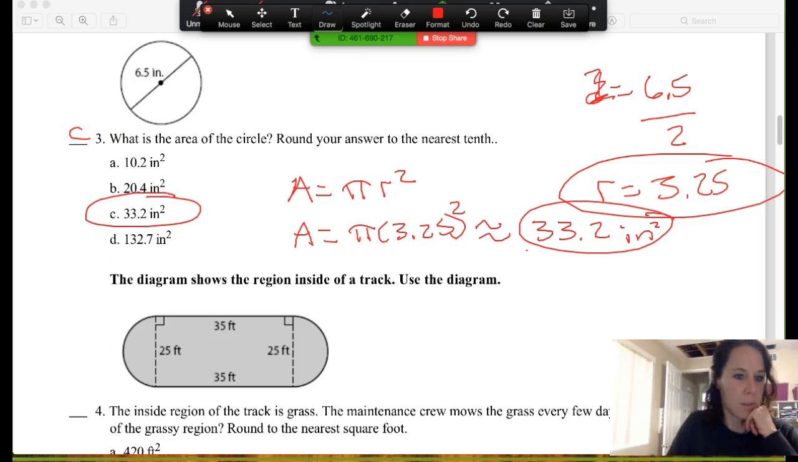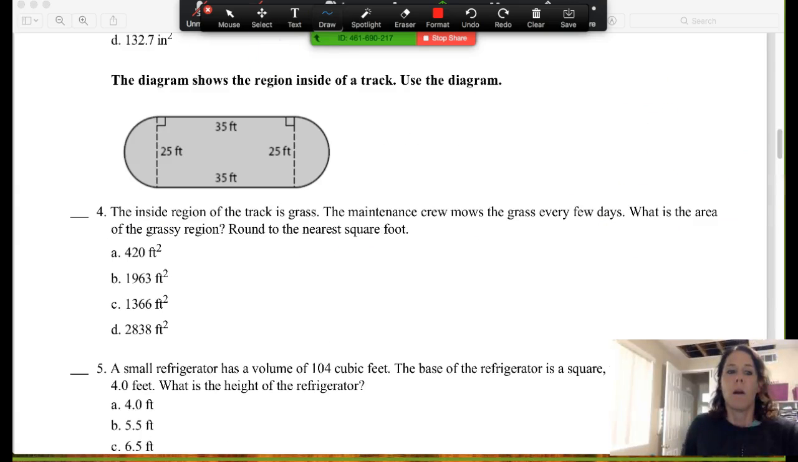All right, on to number 4. The diagram shows the inside region of the track. Now this time instead of the perimeter, it's asking us the inside region of the track is grass. The maintenance crew mows the grass every few days. So we have to mow this, the football field part. What is the area of the grassy region? So now instead of the circumference or the perimeter, we want the area inside.